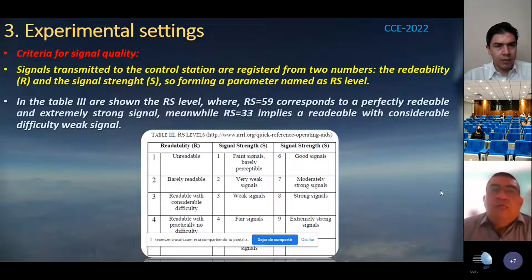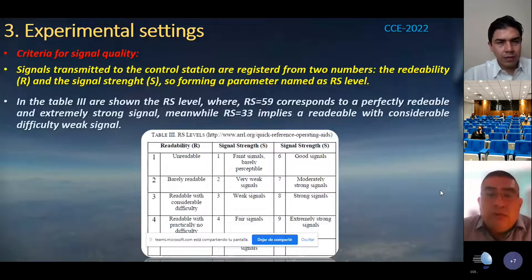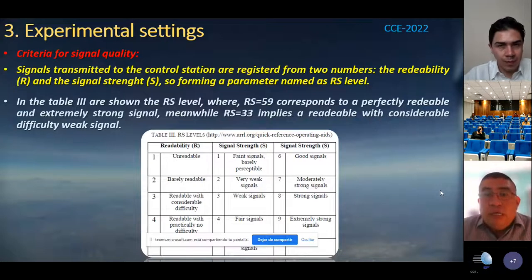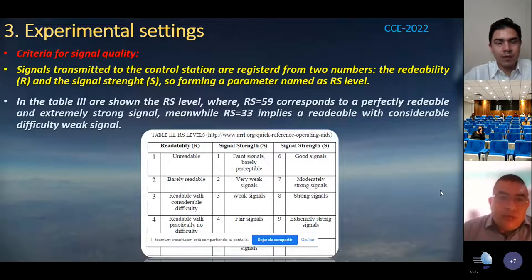The signals transmitted to the control station are registered with two numbers. The first is the signal strength level, shown in table number 3, which corresponds to the qualification of the strength of the signal. When the level is equal to 5.9, it corresponds to a perfectly readable and extremely strong signal. Meanwhile, a quality of, for example, 3-3 implies a readable but considerably difficult, weak signal.